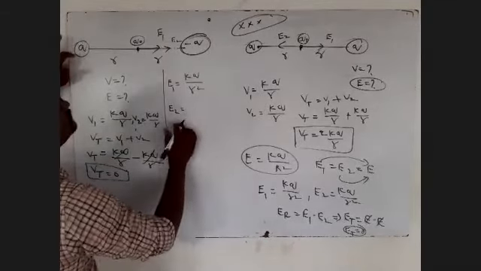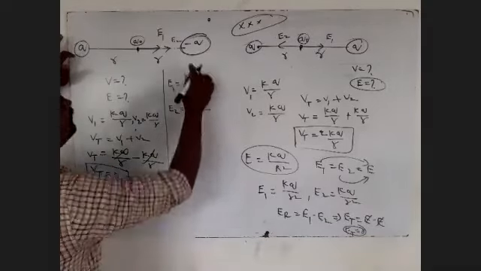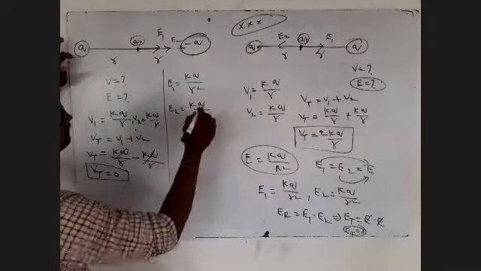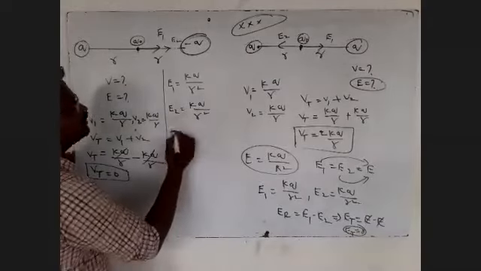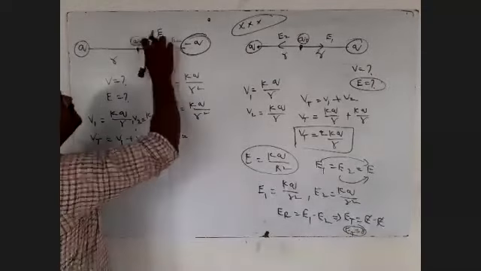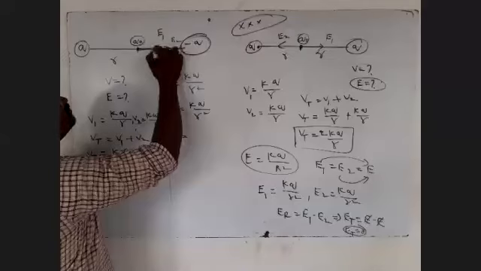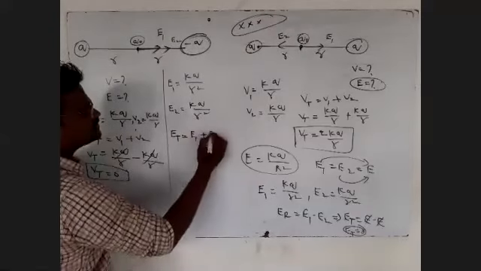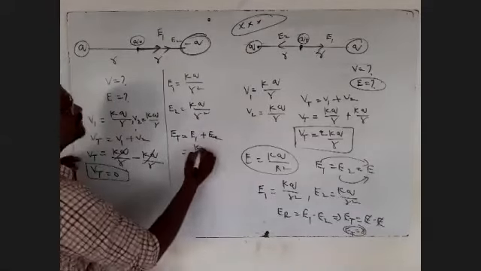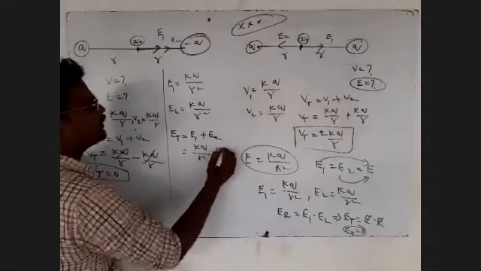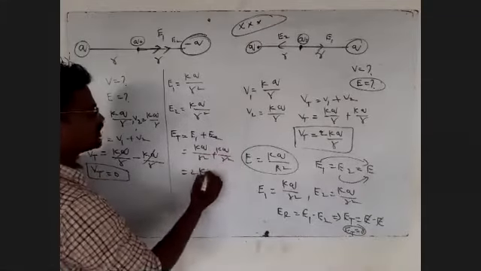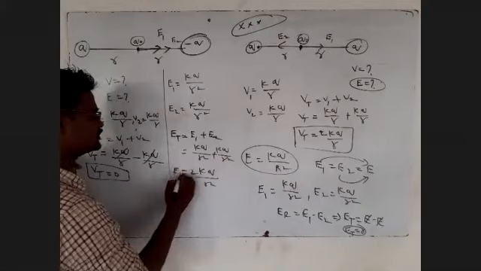So E2 is equal to KQ by R square. We are not taking the minus here; we are taking R square. Now E total is equal to, so E1 and E2 are both in the same direction. So E total is E1 plus E2, that is KQ by R square plus KQ by R square. So the value is 2KQ by R square. This is E total.